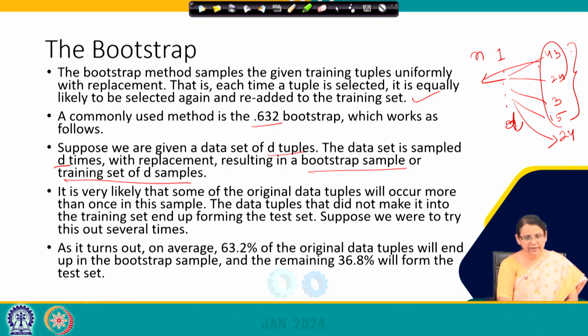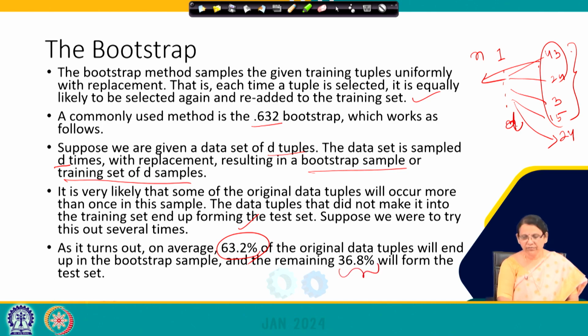Now, it is very likely that some of the original data tuples will occur more than once in this sample, and the data tuples that did not make it into the training set will end up in the test set. It turns out that if you run this procedure, almost 63.2% of the original data tuples will end up in the bootstrap sample, and the remaining will form the test set.